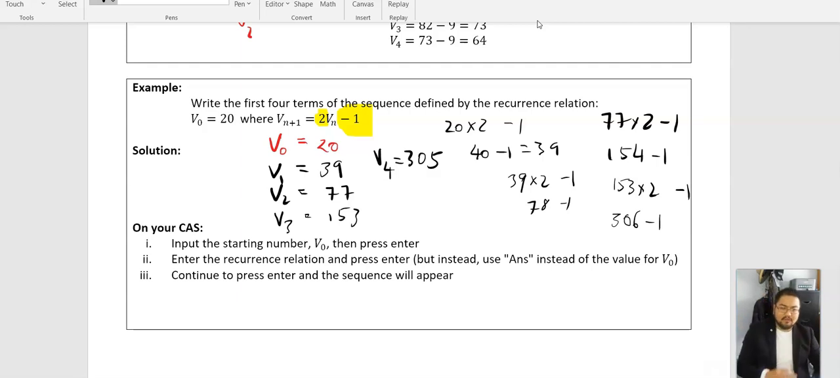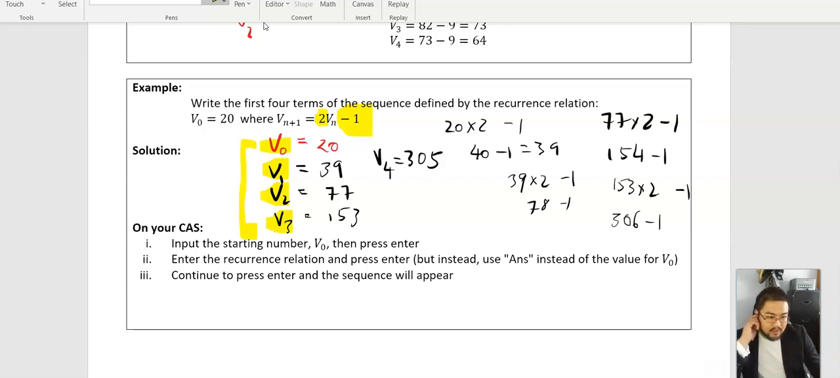Now, we have to be very careful with this particular question as well, because it does say write the first 4 terms. So technically, the first 4 terms of the sequence would be v0, v1, v2, v3. The reason why I've gone to v4 is that generally you won't be penalized if you go up to v4. Unless, of course, they ask the question in a way where it says state v1, v2, v3, v4. So generally the first 4 terms are these 4 terms here.